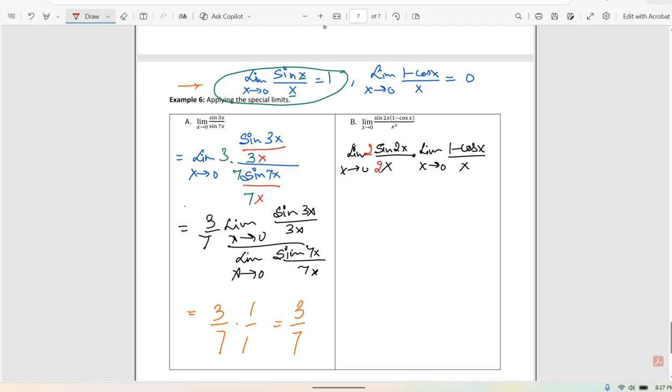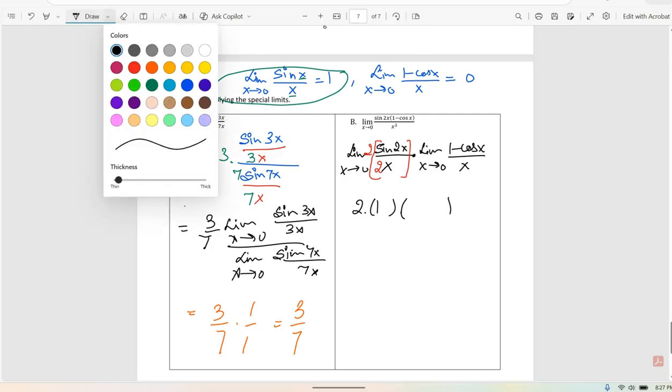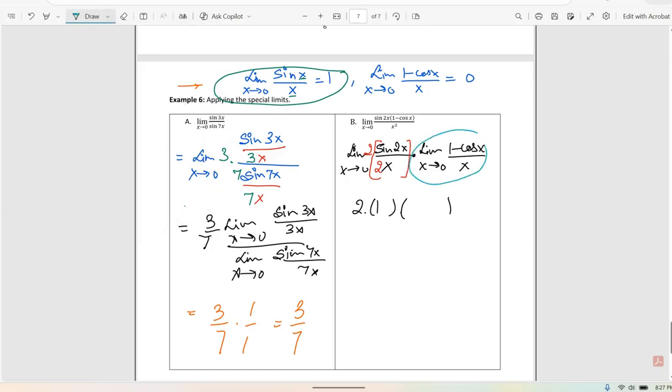So now this part's limit is 1, right? Because of the formula. So we can say 2 times 1 times this part here approaches 0. So the answer should be 2 times 1 times 0 is 0. This is a method of evaluating special limits.